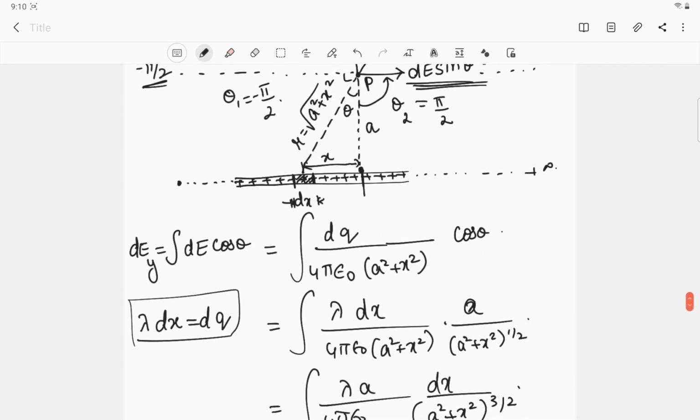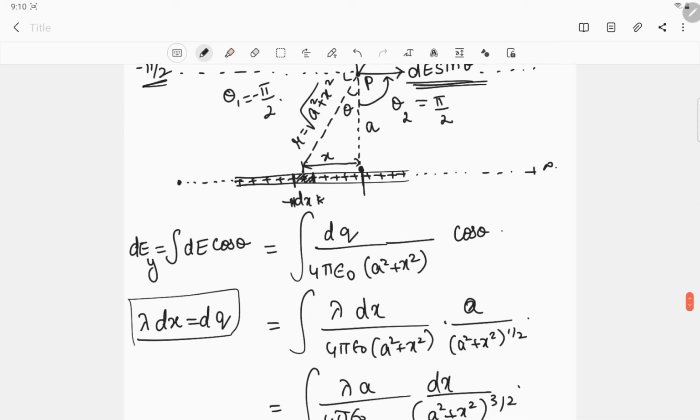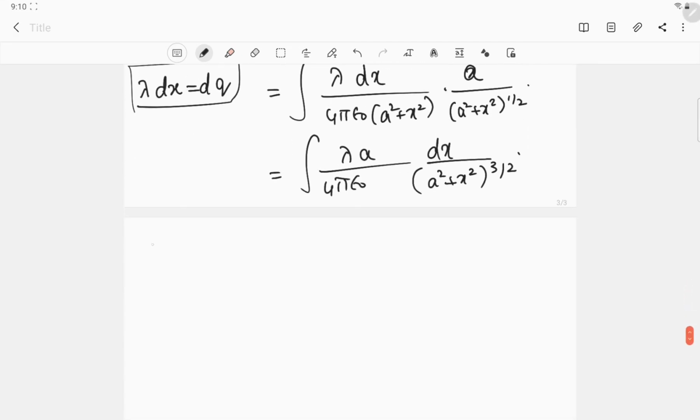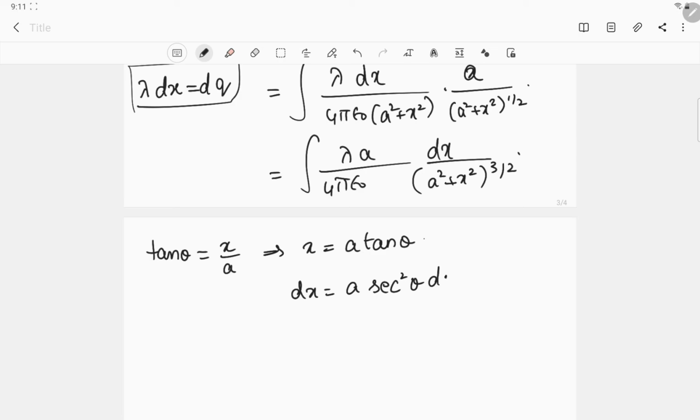Now from this diagram, can you tell me what is tan theta? Tan theta is opposite by adjacent, isn't it? So it is going to be x by a. So I'll just write it here. Tan theta is equal to x divided by a. So from this, what is x? x is equal to a tan theta. Then dx will be equal to a into secant square theta d theta. Alright, this we have to substitute in our equation.